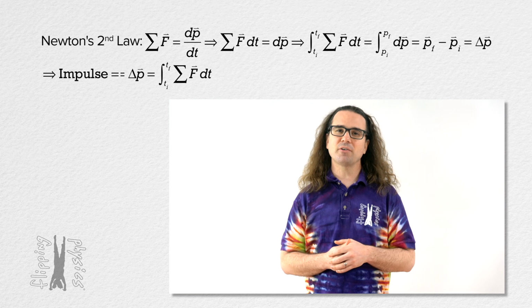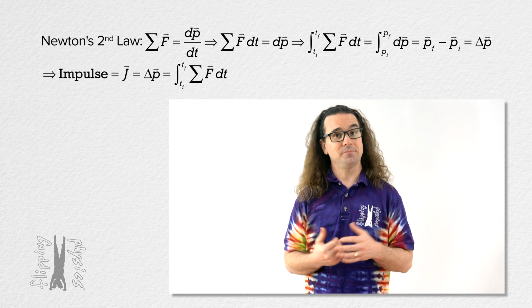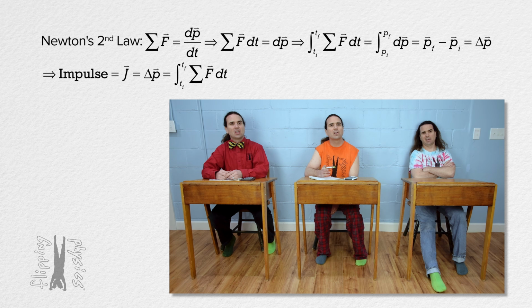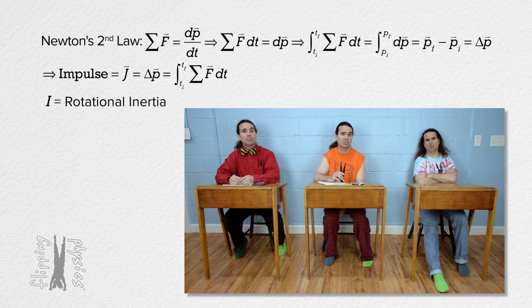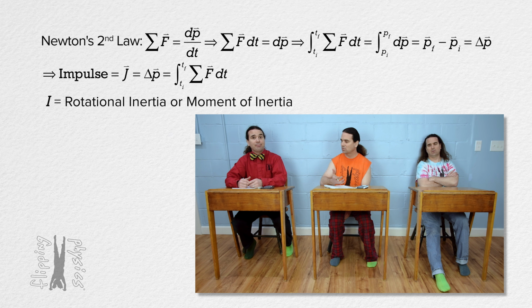Now, the symbol for impulse is a capital J. Why not capital I? Capital I is for rotational inertia, or moment of inertia. They are the same thing. Okay, capital J for impulse.